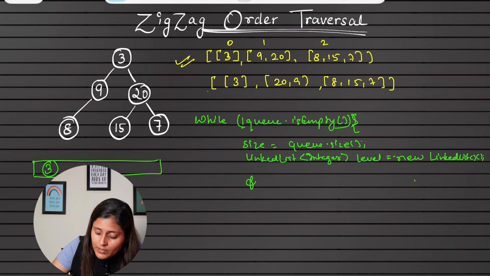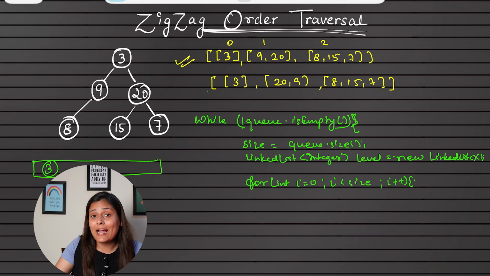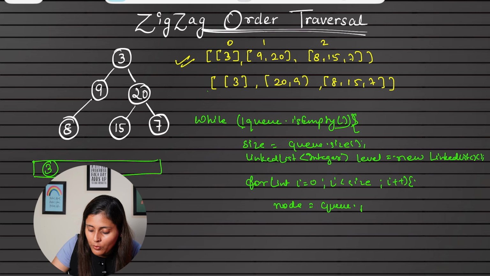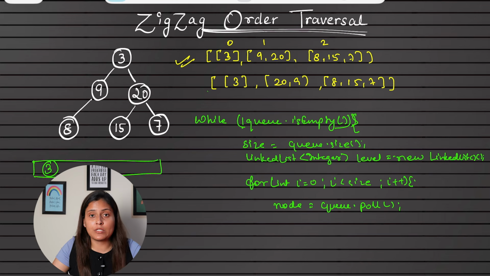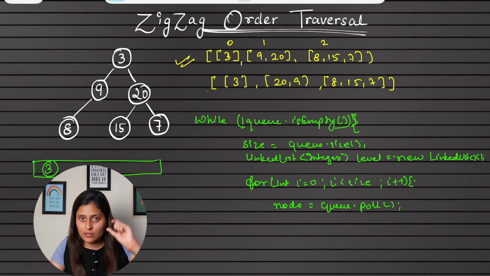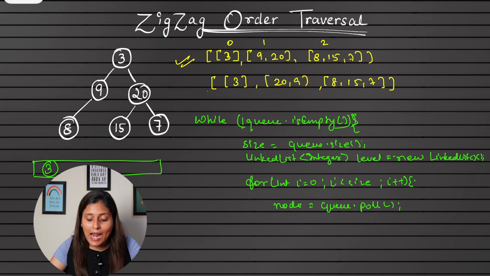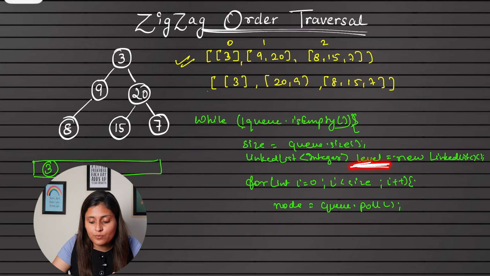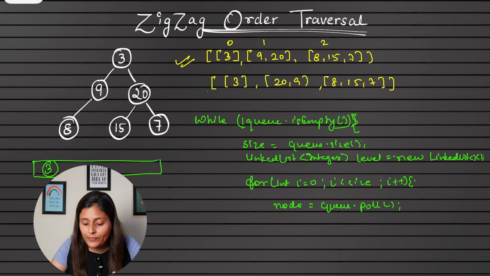Now what we will do, we will run the for loop from int i is equal to 0, i less than size, correct, and i plus plus. Now inside this, what is our task? First we will pop the node, so node is equal to q dot poll. We have popped the very first node. Now what we want to do with this? Can I say I want to add this, correct? I want to add this node in my level, which is a DQ, linked list or DQ, correct?